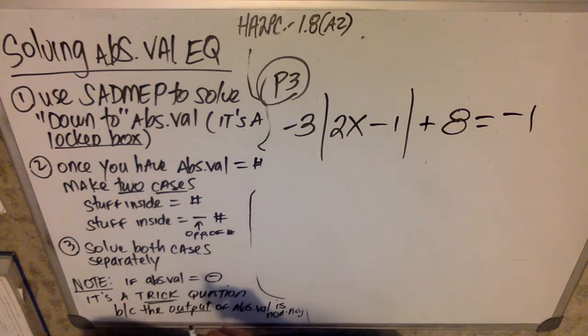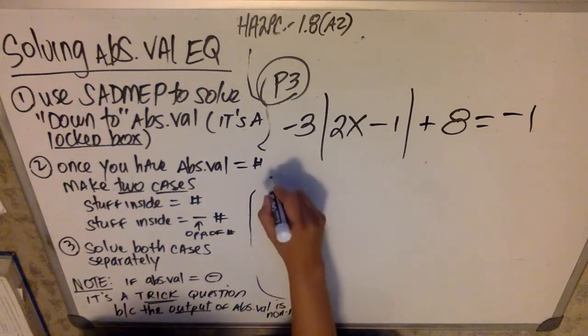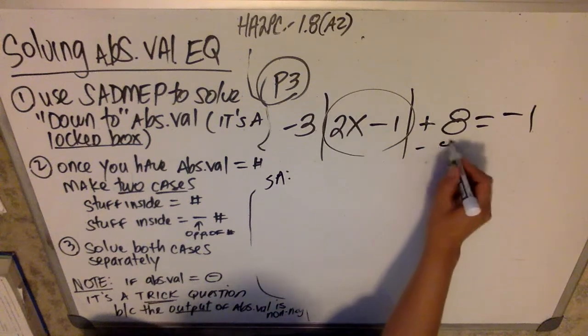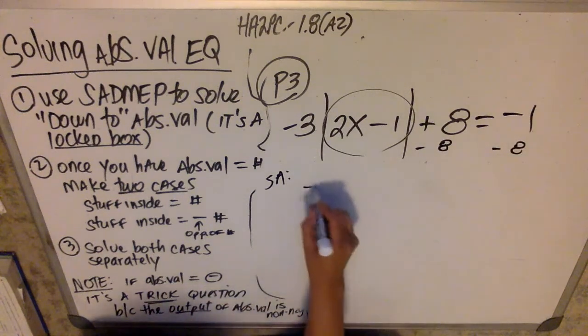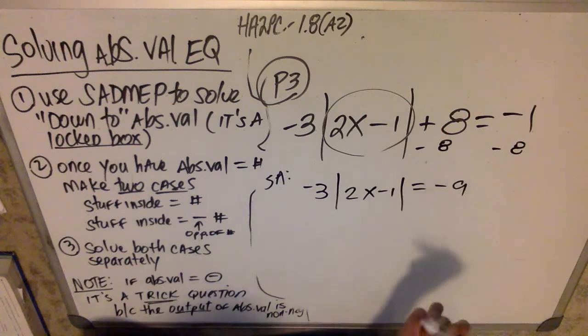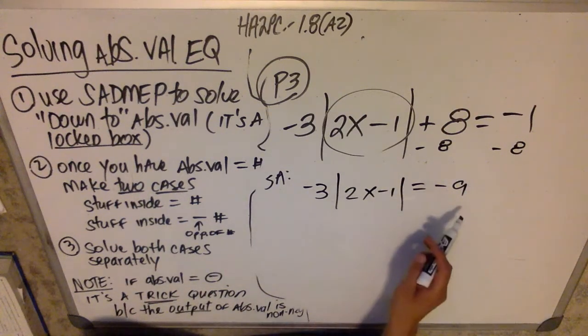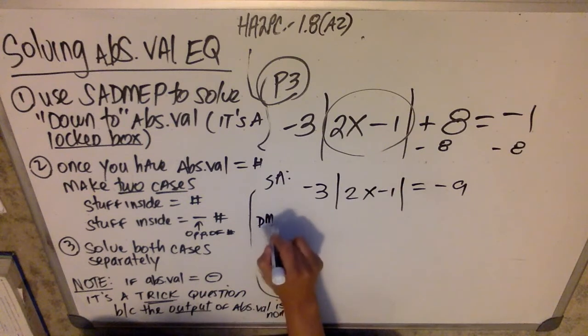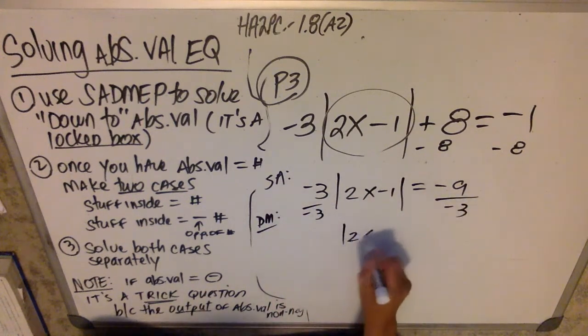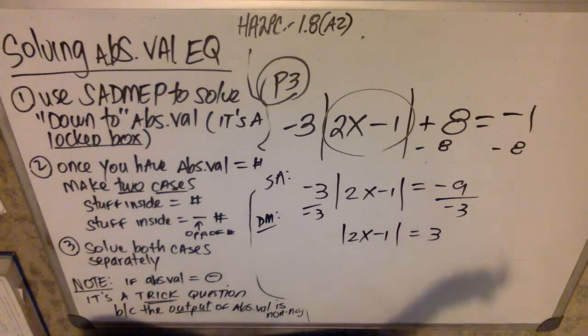All right, cool. So if you want to do this without me, you can go ahead. I'm going to go ahead and start working through it. So I'm going to do my subtraction and addition first. Again, it has to be stuff outside of the lockbox, so I can go ahead and start by subtracting the 8, right? So I'm going to get negative 3 times this ugly absolute value equals a negative 9. And you might be getting nervous about that absolute value equaling a negative, but when you do your division and multiplication, you're going to be dividing by a negative 3, so you're going to get the absolute value of 2x minus 1 equals a positive 3.